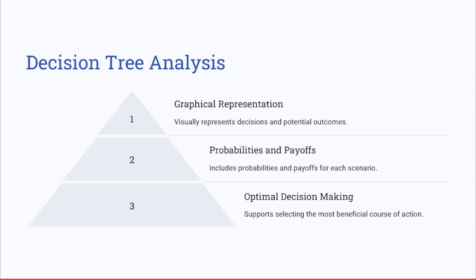The next technique is decision tree analysis. It is a visual tool that evaluates multiple decision paths and their potential outcomes. Each branch represents a possible decision or risk event with associated probabilities and payoffs. By analyzing these paths, project teams can identify the course of action that maximizes benefits while minimizing risks. This structured approach is particularly useful for complex decisions with multiple variables and outcomes.